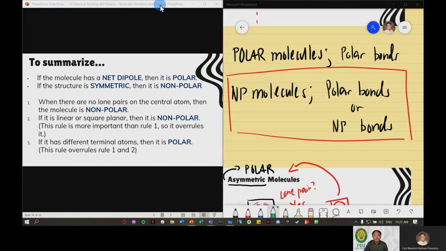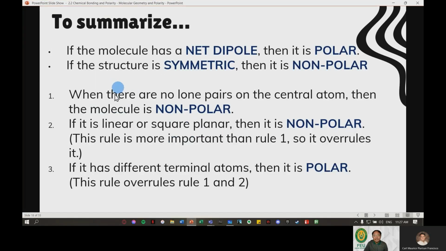Now, let me just read this first one. When there are no lone pairs on the central atom, then the molecule is nonpolar. Let me repeat, if there are no lone pairs on the central atom, it would be nonpolar. Now, if ever the shape would be linear or square-planar, then it is nonpolar as well. This rule overrules number 1. Now, the moment that the terminal atoms are different, not the same, not identical, then the molecule is polar. This rule overrules 1 and 2.